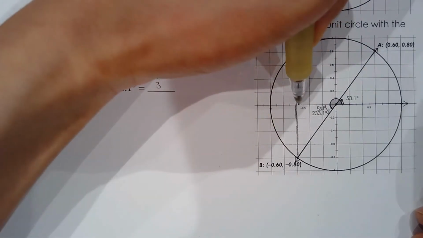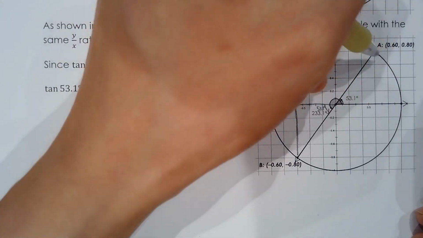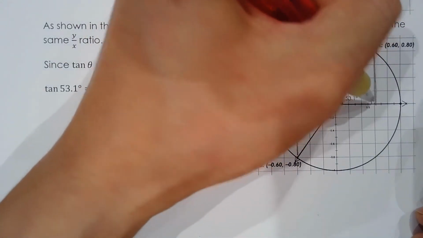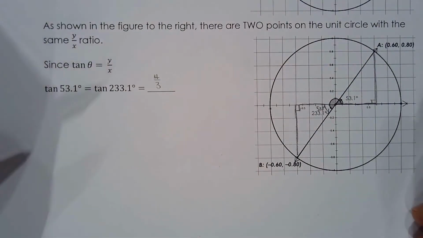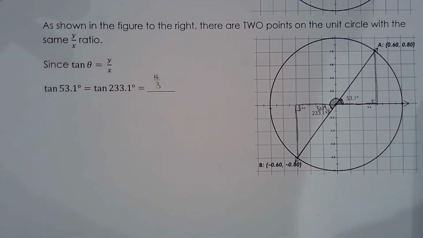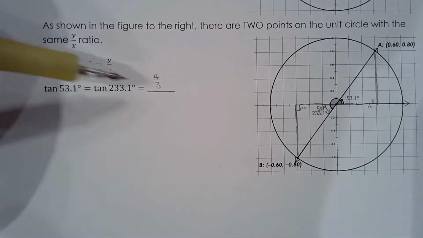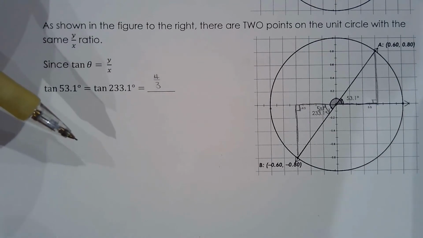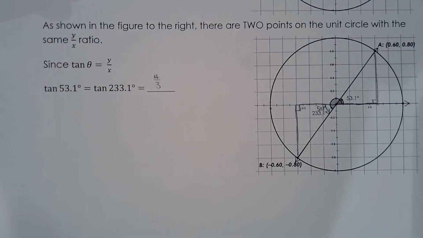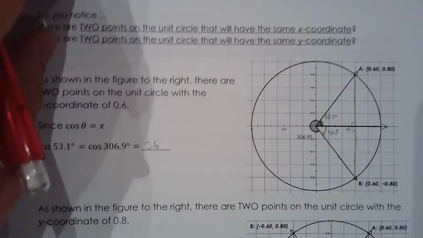Which means these right triangles here, they are congruent, and you want them to be congruent. If you want y over x to be equal, then you want the triangles to be congruent. Otherwise, you won't get that ratio. You know what? Let's summarize it on the next piece of paper.